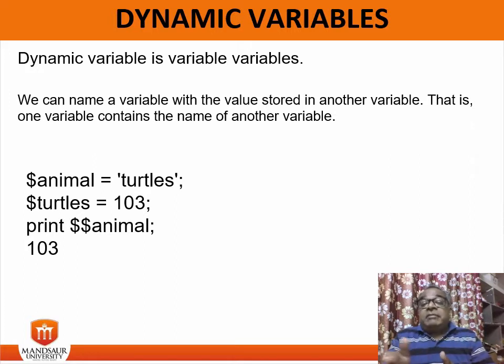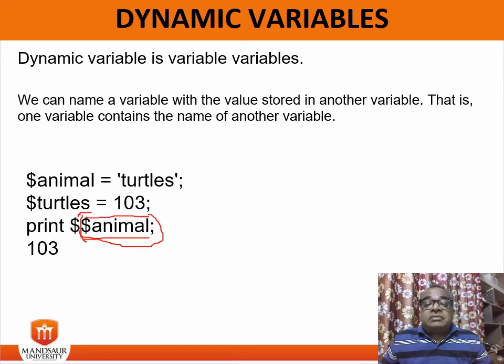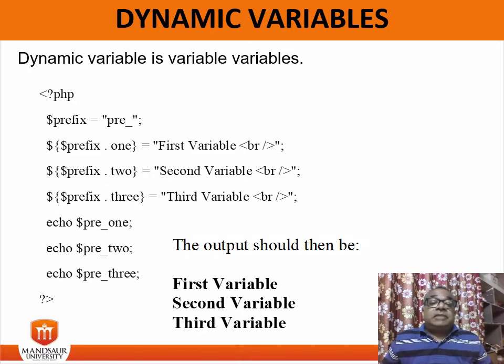So when we print dollar animal, the value of animal is turtle, so it becomes dollar turtle, and the value of dollar turtle is 103. That's why it prints 103. So here we are using a variable in the variable name declaration. We can also have another example, that is this one.